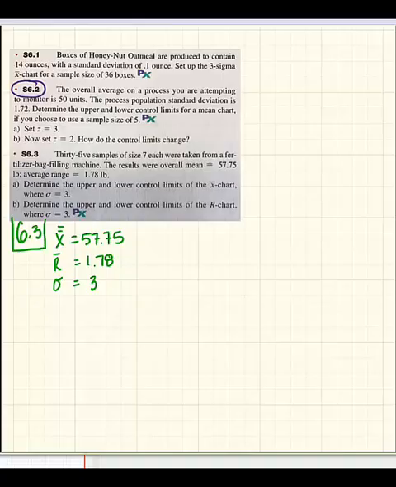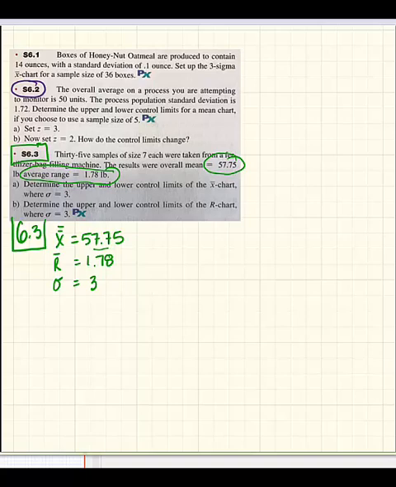Now for this last problem, 6.3, it's slightly different. We're going to have a different methodology that we can use. It makes it a little easier, I think, to do things. So here we identified that the mean, x double bar, is 57.75, and I got that from right here. And we have our average range of 1.78. So instead of giving us a standard deviation, they gave us a range.